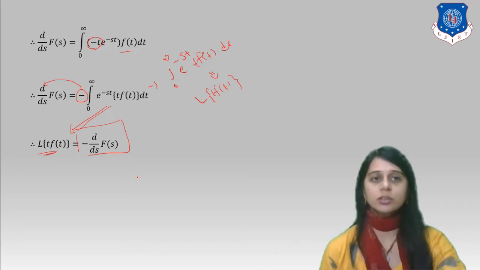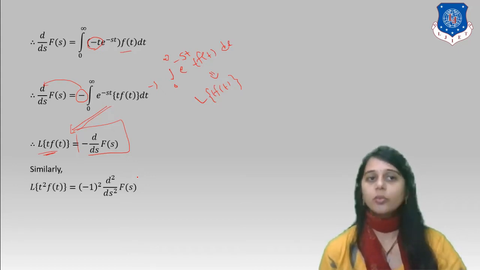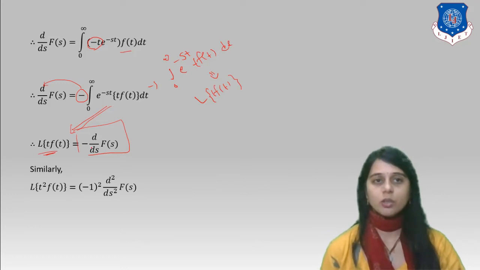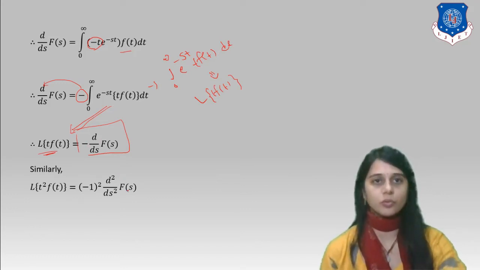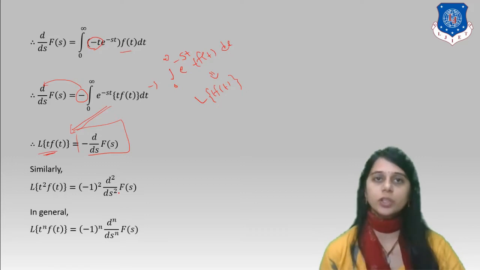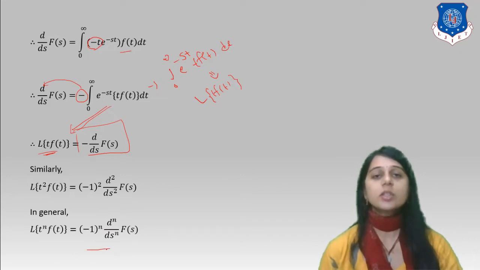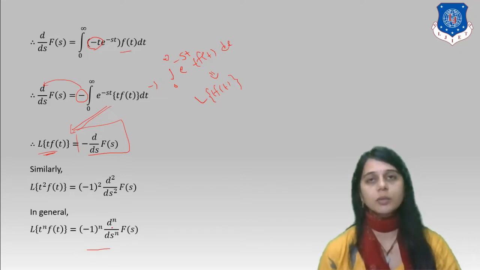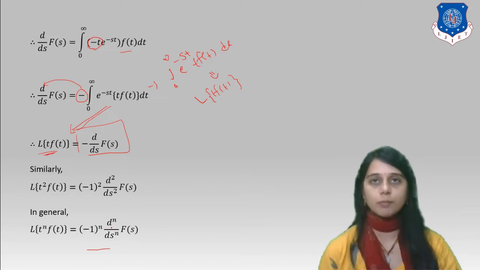In generalization, if we take Laplace of t square f of t, we get minus 1 raised to 2, d raised to 2 by ds raised to 2, f of s. Generalizing this formula, we get Laplace of t raised to n f of t equals minus 1 raised to n, d raised to n by ds raised to n, f of s. This is the most important formula and the most important proof of the Laplace transform. Again, we refer to this formula and proof.